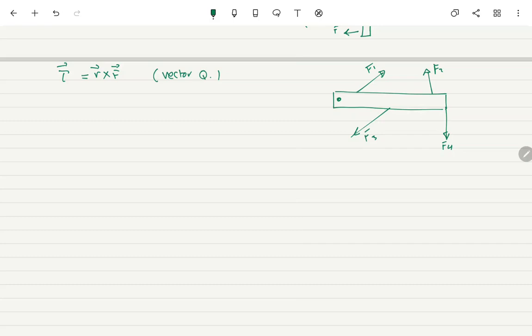So for instance, the net torque in this case is equal to the torque from force 1, plus the torque from force 2, plus the torque from force 3, and plus the torque from force 4, etc. And this is vector addition, it's not scalar addition. Now let's have an example.